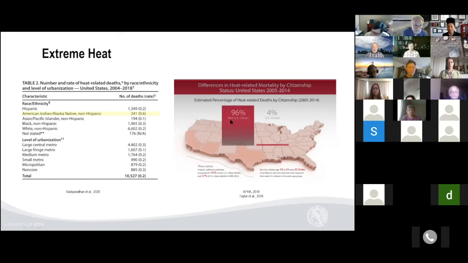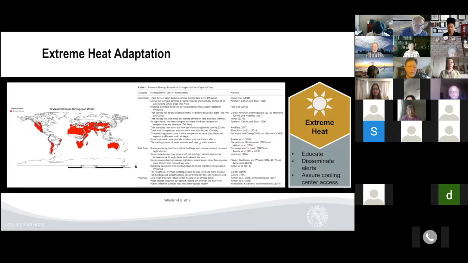This is the 96, the non-US citizens. This is the 4%, the US citizens that die from heat-related mortality. They also found that a majority of these deaths take place in Arizona, California, and Texas, giving us insight on some key populations that are uniquely burdened by heat-related illness.